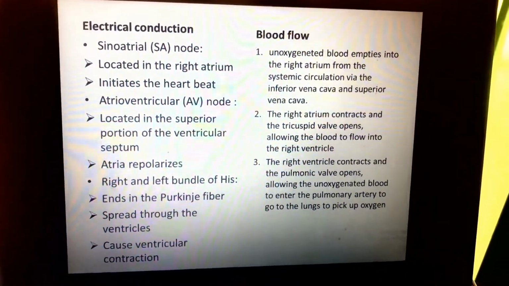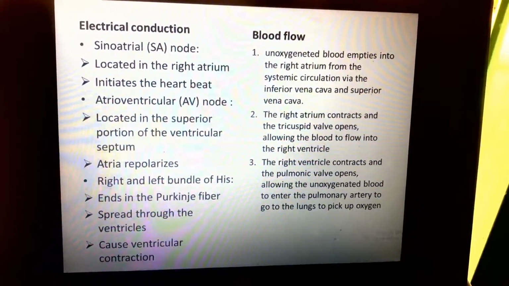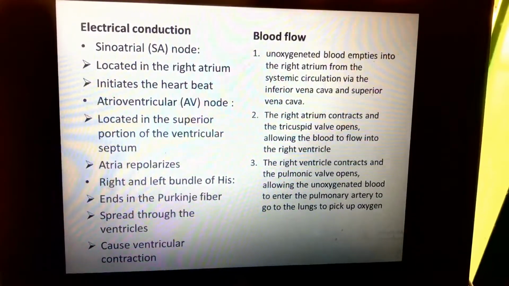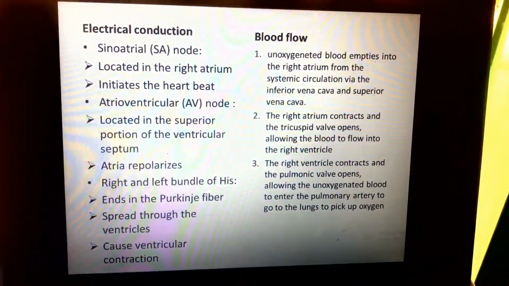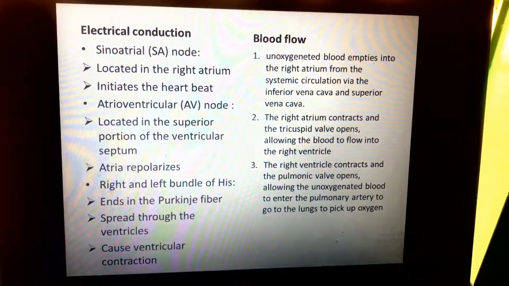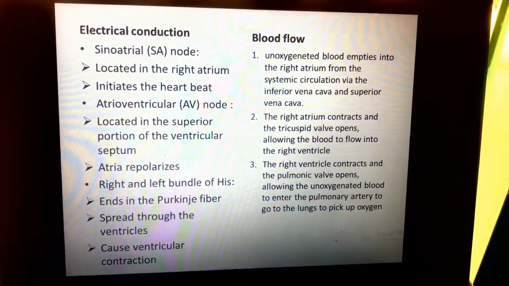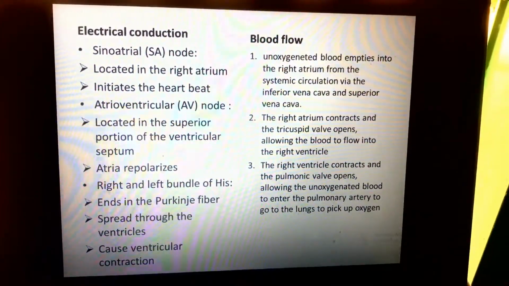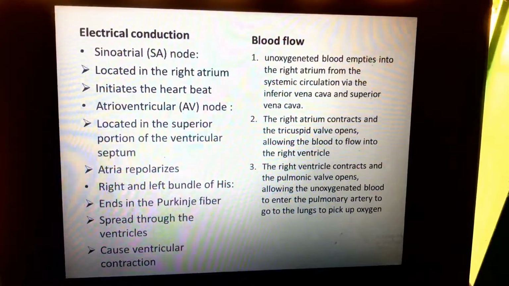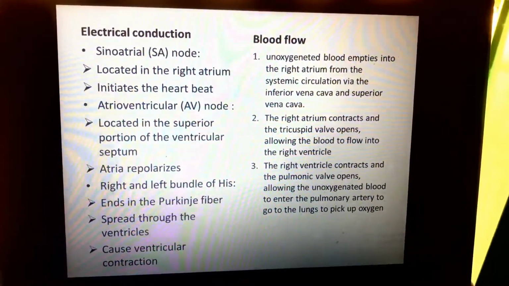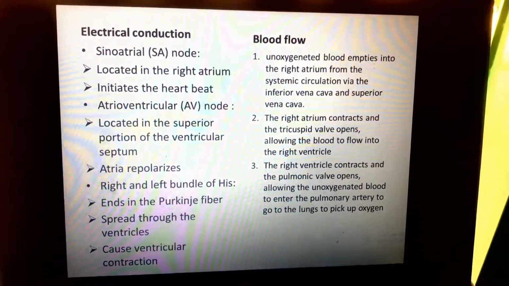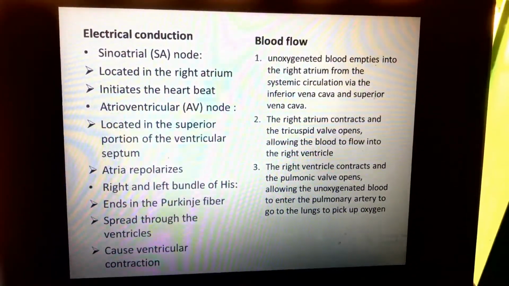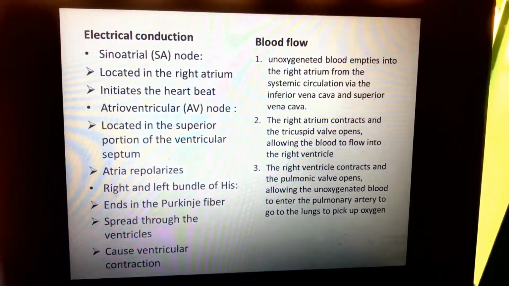Also, let's see the electrical conduction of the heart. We have what we call the sinoatrial node. The sinoatrial node, located in the right atrium, initiates the heartbeat. The atrioventricular node is located in the superior portion of the ventricular septum. Then the right and left bundles of His end in the Purkinje fibers, which spread through the ventricles and cause ventricular contraction.